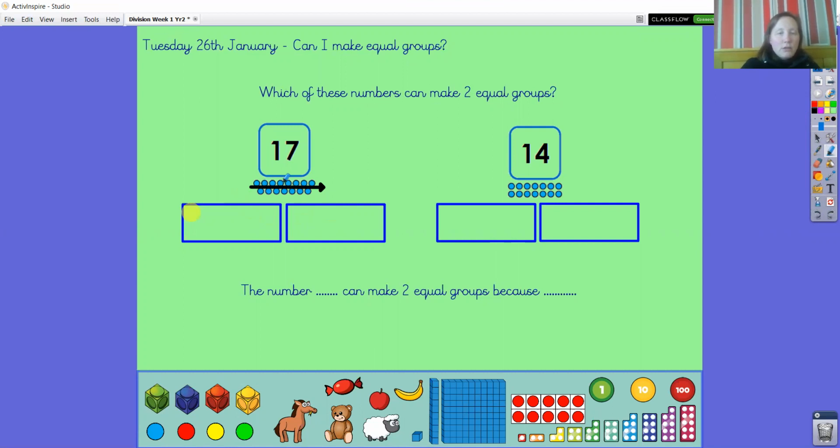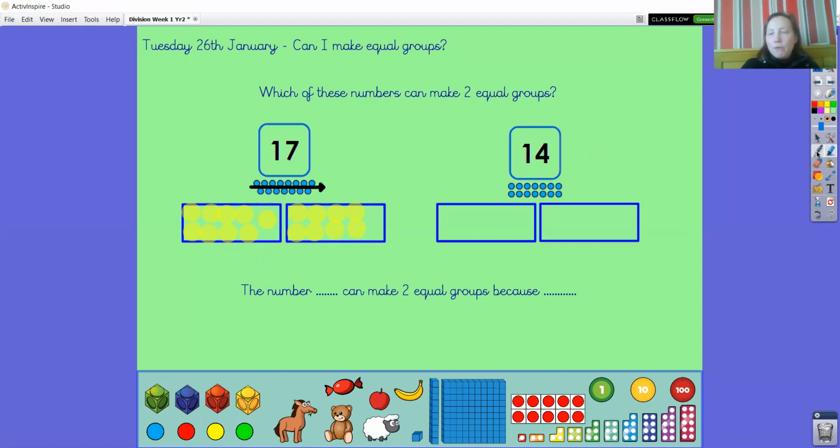So I can see they're not equal. We can check. So 1, 2, 3, 4, 5, 6, 7, 8, 9, 10, 11, 12, 13, 14, 15, 16. And at the moment they are equal, both with 8, but number 17 goes in and then it's not equal.